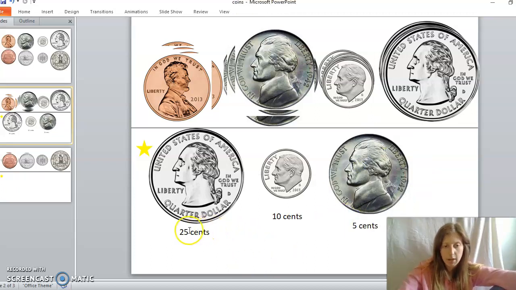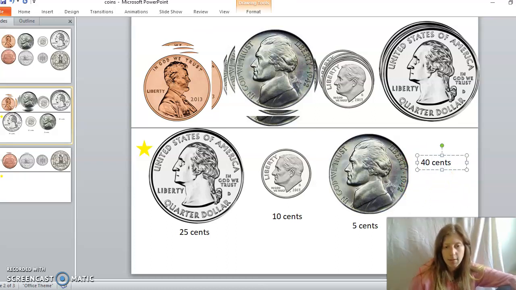So now I have my 25 cents, which is the biggest amount I have right now. Then I have 10 cents, and then I have 5 cents. So I'm going to do 25 plus 10, which is going to give me 35 cents. And I'm going to add 5 more to that, which is going to give me 40 cents. So my total would be 40 cents. And I would write that just like that.